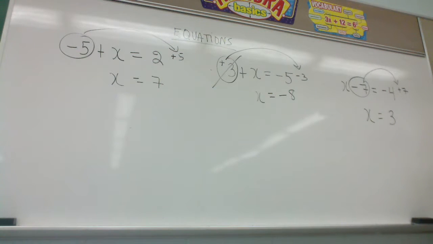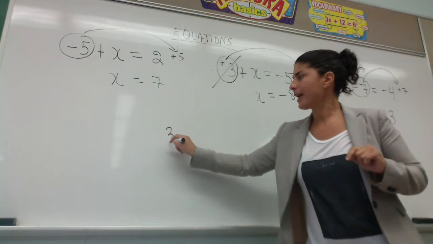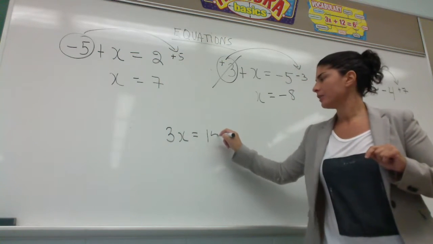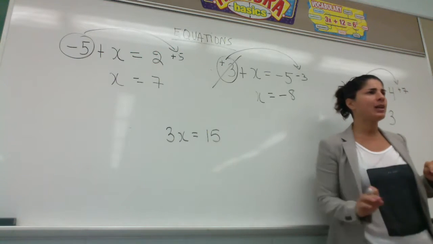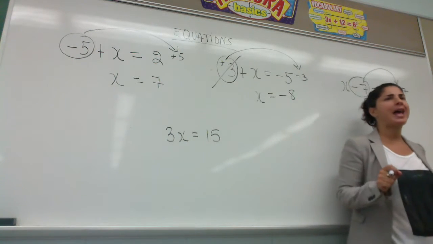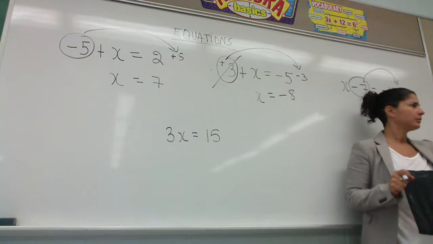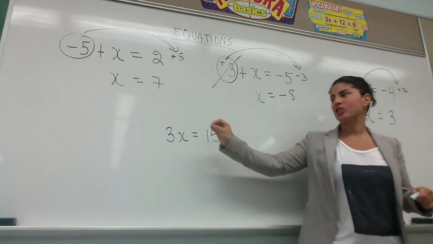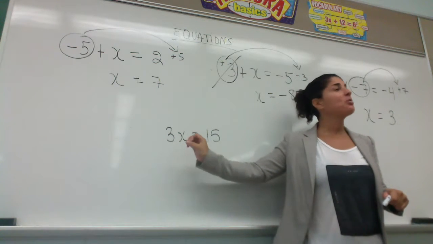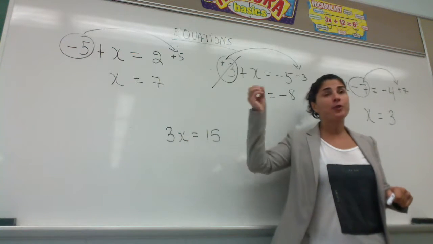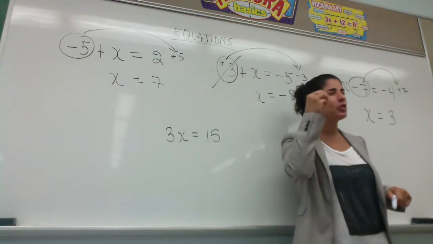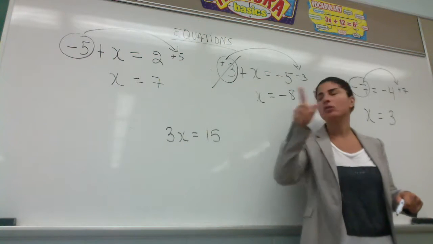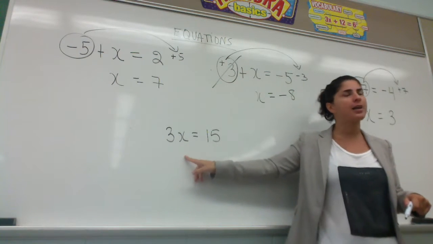Watch what I'm going to do next. 3x equals 15. Does anybody know, without doing any work, what the value of x is here? 5. You had to notice that this is not an addition or subtraction, it's a multiplication. And for those of you who are good at multiplication, you're able to do a bit of trial and error in your head and say, oh, let me try 5. 3 times 5 equals 15.